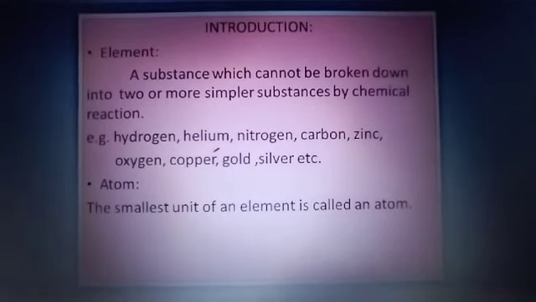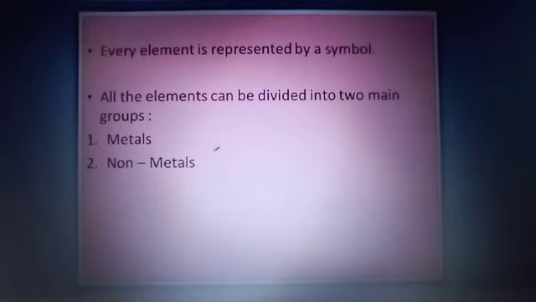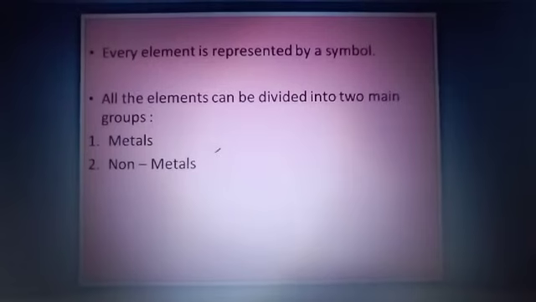Let's see the next slide. Here, every element is represented by a symbol, and all the elements can be divided into two main groups. That is metals and non-metals. So everything that you see around you, they are either metals or non-metals.